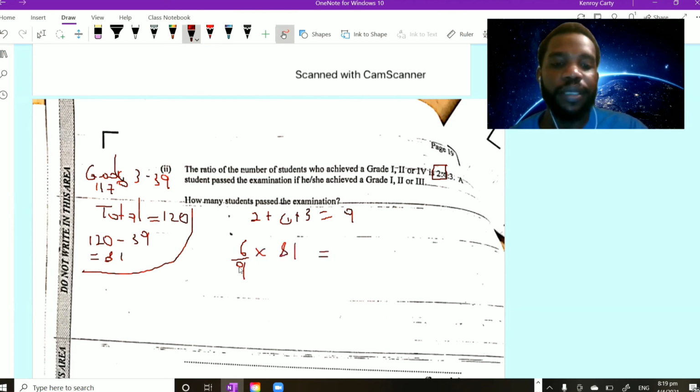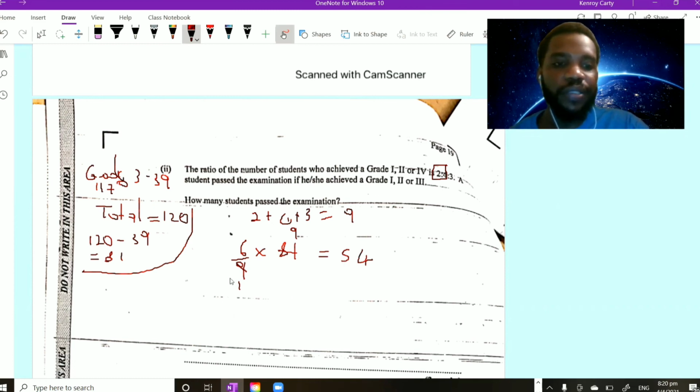And we can simply use our knowledge of fractions here and break this down. 9 into 9 is 1. 9 into 81 is 9. 6 times 9 is 54. How many persons pass the examination? So we know that it would have been 54 here.